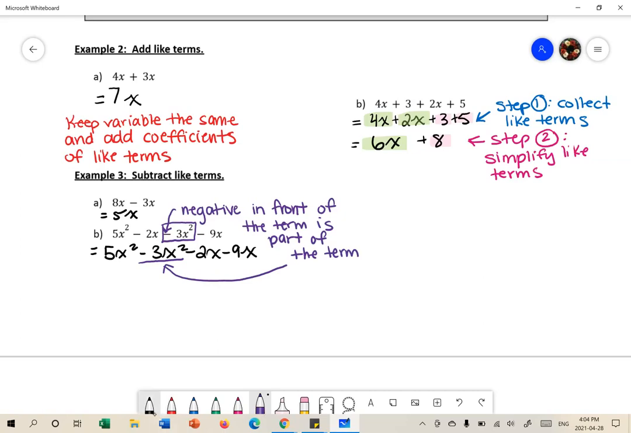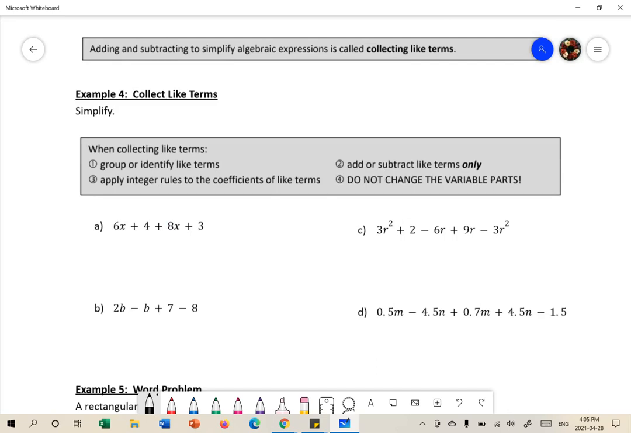And then finally, I can simplify my like terms. 5x squared minus 3x squared is equal to 2x squared. Negative 2x minus 9x is negative 11x. Adding and subtracting to simplify algebraic expressions is called collecting like terms, which I already introduced you to.